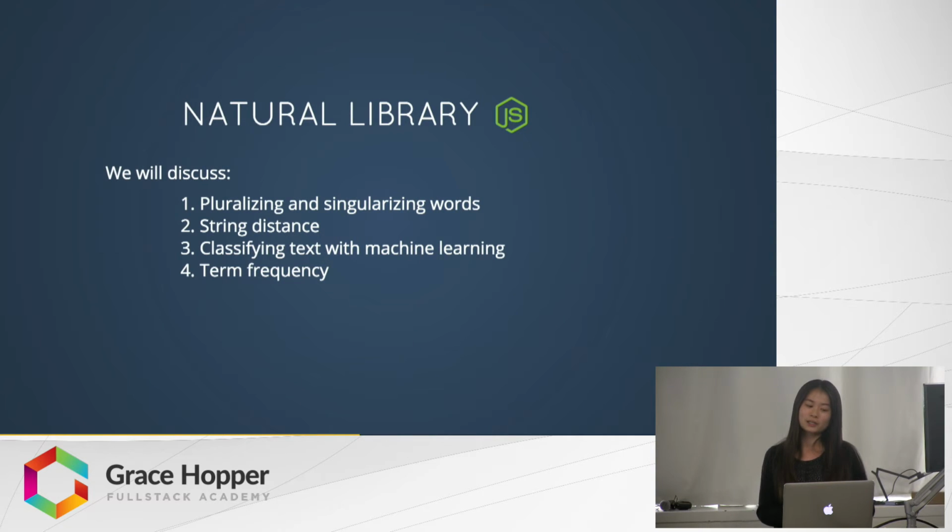So we're going to discuss the natural library in Node.js. We're going to go over pluralizing and singularizing words, finding similarities in strings with string distance, classifying text with machine learning, and term frequency, so we can see how many times a specific word or a term is mentioned in a large body of text.